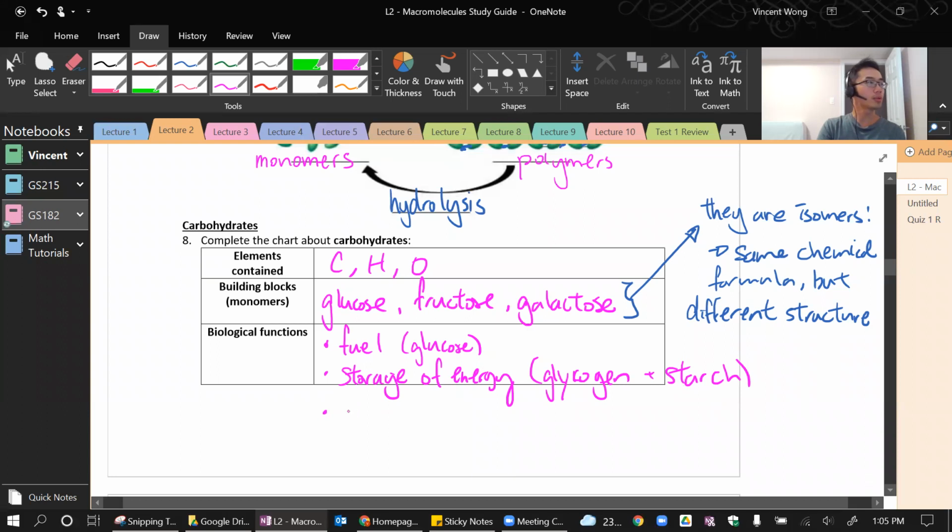We can also use carbohydrates for structural support. An example of that would be cellulose for the plant fibers, and also something called chitin, okay, for exoskeleton. So that's the summary for carbohydrates. Pretty straightforward.